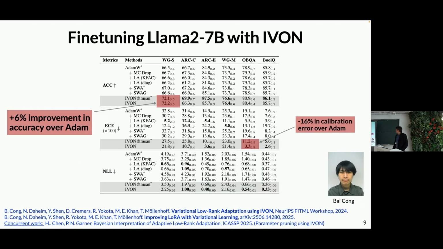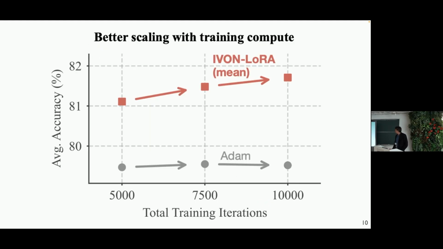It's also very effective for fine-tuning. So this is for a Llama 2 7B model, some standard datasets. We got very large improvements in accuracy over the Adam training and related Bayesian methods for LoRA fine-tuning with IVON. And what's very fascinating is that the longer we train, the better it gets. So if you fine-tune your LLM with Adam, the performance goes up a little bit, but then it just stagnates. And what we found is with IVON, the longer we trained, the better it gets.